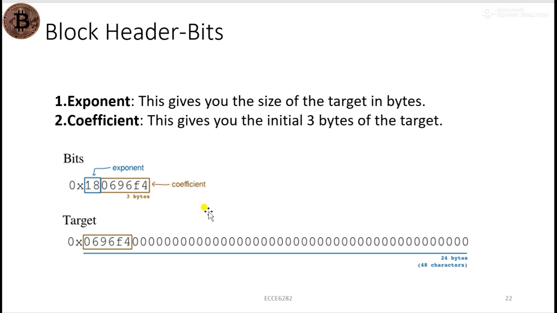This bits field consists of 4 bytes, where the first byte is called the exponent, and the rest of the 3 bytes are called the coefficient. The exponent gives you the size of the target in bytes. Here, the exponent is 18 in hexadecimal, and when we convert it into decimal, it is 24. So it tells us that our target size is 24 bytes, and the next 3 bytes, 06965F4, are the initial 3 bytes of the target. So instead of storing the whole value of the target in the block header, they store the same information in just 4 bytes instead of 24 bytes, in the form of bits.